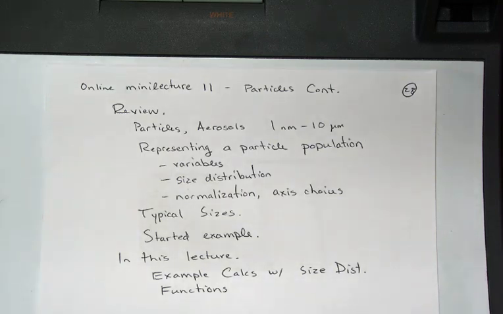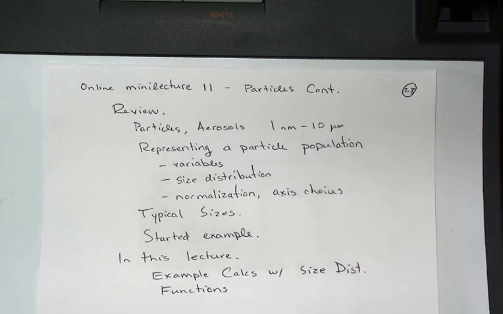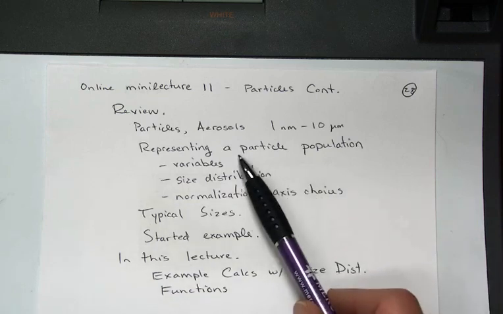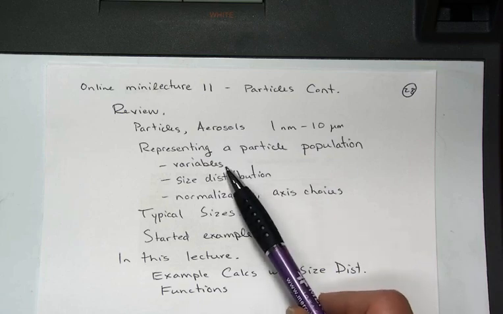To review, we introduced particles, sometimes called aerosols or aerosol particles, which are solids and liquids with diameters of 1 nanometer to about 10 microns suspended in air. We talked about the choices that you have to make when you're representing a particle population. You have to choose your variables of interest.